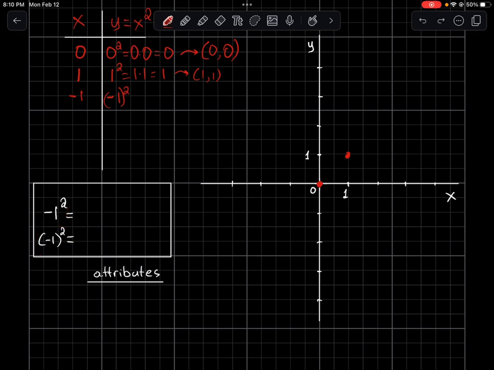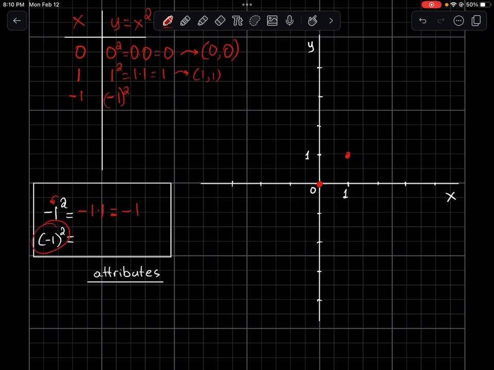The difference is that without the parenthesis, the square only sees the 1. So when it gets expanded, it expands the 1. And we get negative 1 times 1. Now negative remains. Now 1 times 1 is 1. So the answer here in this case would be negative 1.